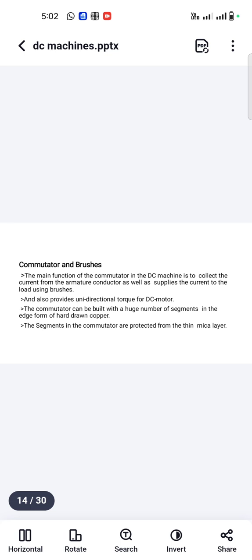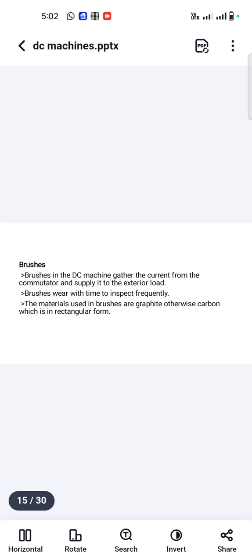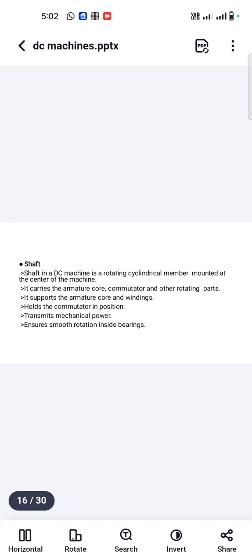Okay, the next one is the shaft. What is a shaft? It's the rod that carries the rotating parts and transmits mechanical power. Actually, this shaft is placed at the center of the machine. Why is it placed at the center? Because the shaft is connected to the armature core and commutator, and it is supported by bearings.